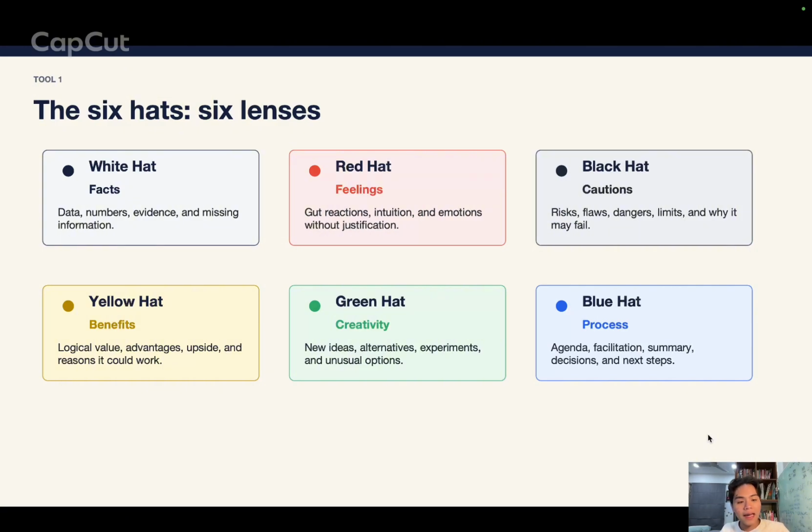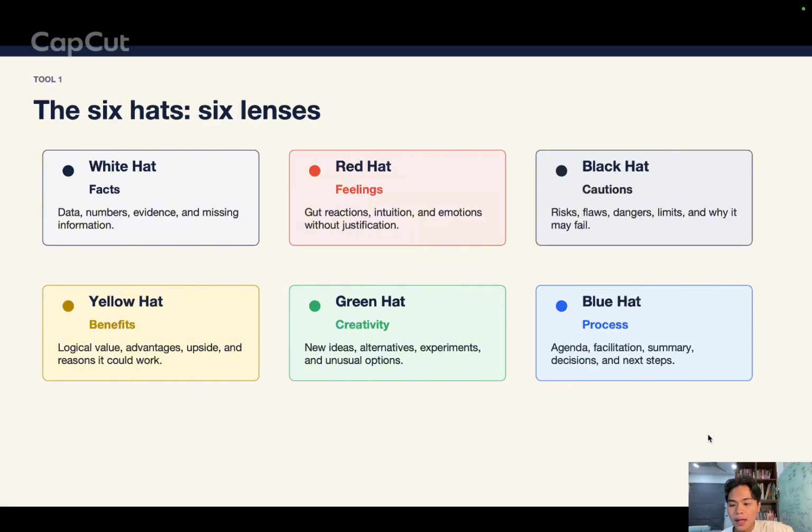The next one is the black hat. This is a category where they would consider more on risk, on what might happen, and why something might go wrong. So they are usually deliberately looking for the problems: what could go wrong, what are the risks, what limitations do we need to consider. So importantly, the black hat is not about being negative. It is their job to prevent bad decisions.